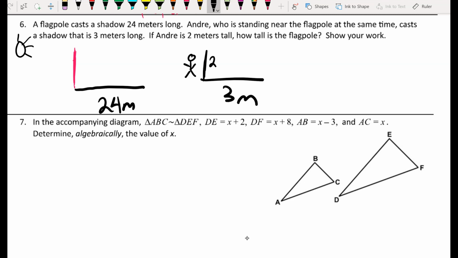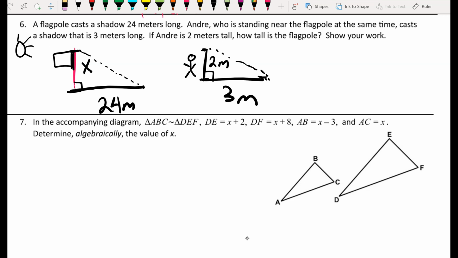If Andre is 2 meters tall, so from the ground to the top of his head is 2 meters, then how tall is the flagpole? So if I got a flag right here, I want to know how tall this is. Well, I can assume that these are both right angles, and that I actually have triangles here that I could set up proportions with, because the sun should be hitting down on these two people at the same angle. So I'm going to again assume these triangles are similar.